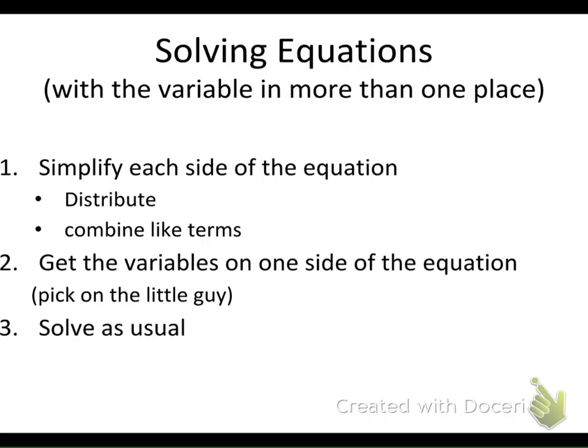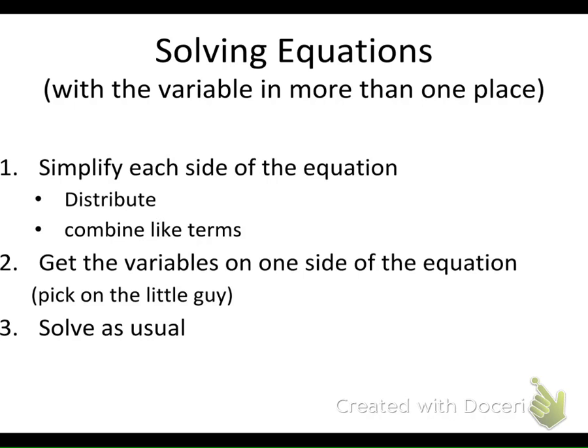So here are your steps. Solving equations with the variable in more than one place, meaning with the variable on both sides of the equation or on both sides of the equal sign or both sides of the line of equality, however you want to look at it. Step 1, simplify each side of the equation. Well, part of step 1 is going to be distribute and then combine like terms. Well, that sounds familiar because we've already been doing that this week.